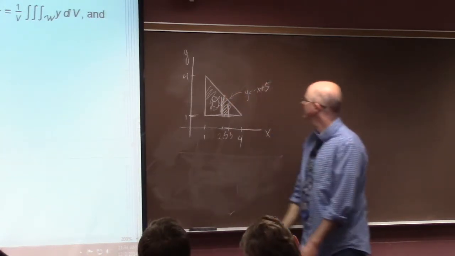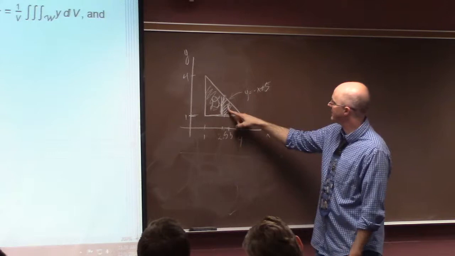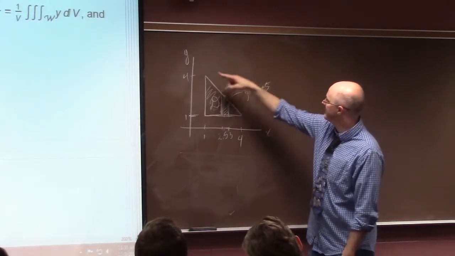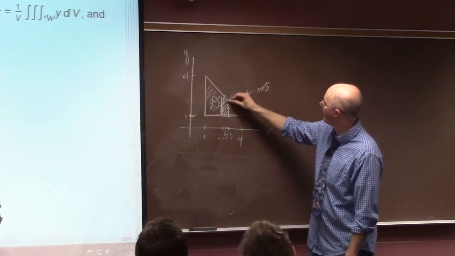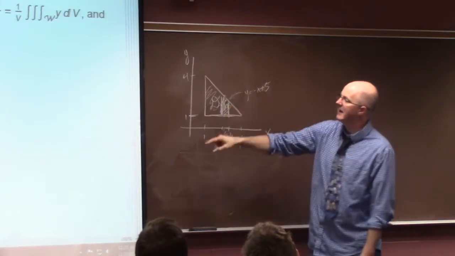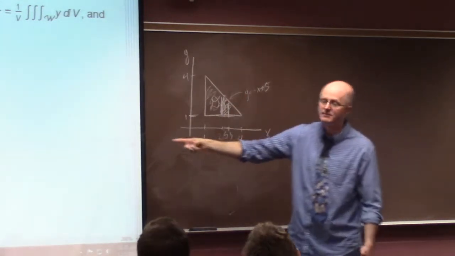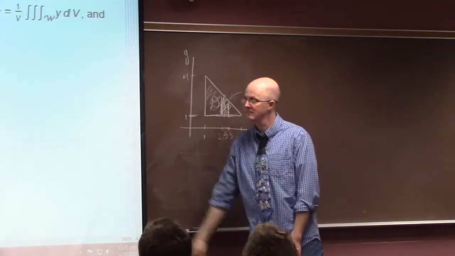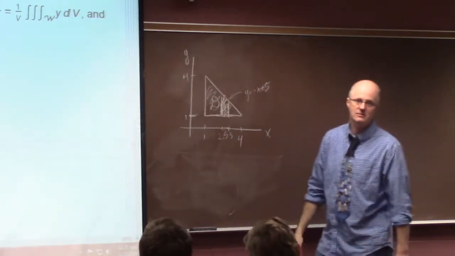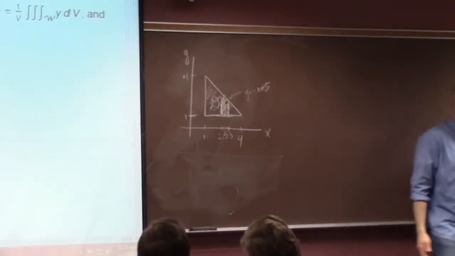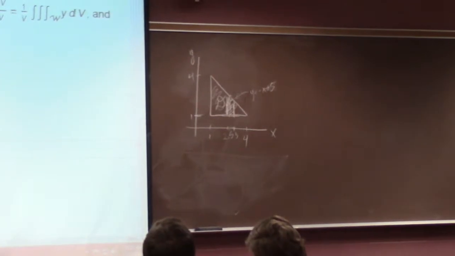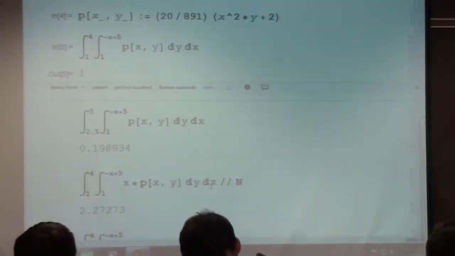I'm wondering, in this situation, what's the probability that my values of x and y form an ordered pair, a point that is in this region? And based on that calculation, the answer is about a 20% chance. The probability is about 0.2. That's what you use them for. One application. You can also use them to find means.